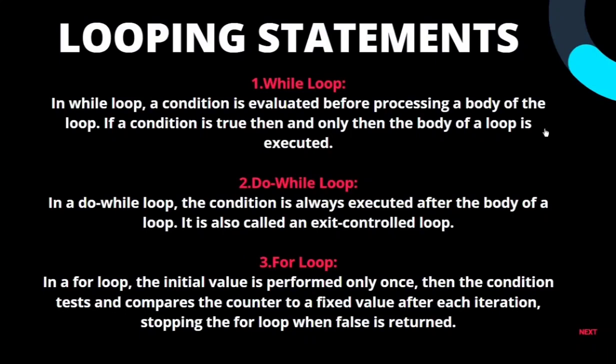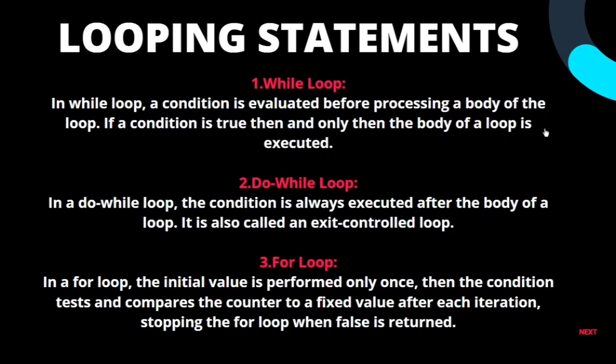Then we'll move on to the looping statements. There are basically 3 looping statements available in C, which is the while loop. In while loop, a condition is evaluated before processing the body of the loop. If the condition is true, then only the body of the loop is executed. Do while loop. In a do while loop, the condition is always executed after the body of the loop. It is also called an exit control loop, where the output is based on the condition satisfied first. Whether the output is true or not, the condition is satisfied in a do while loop.